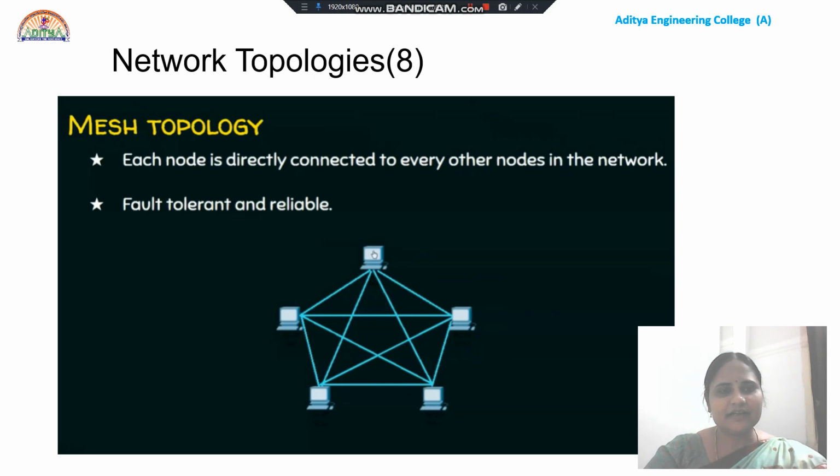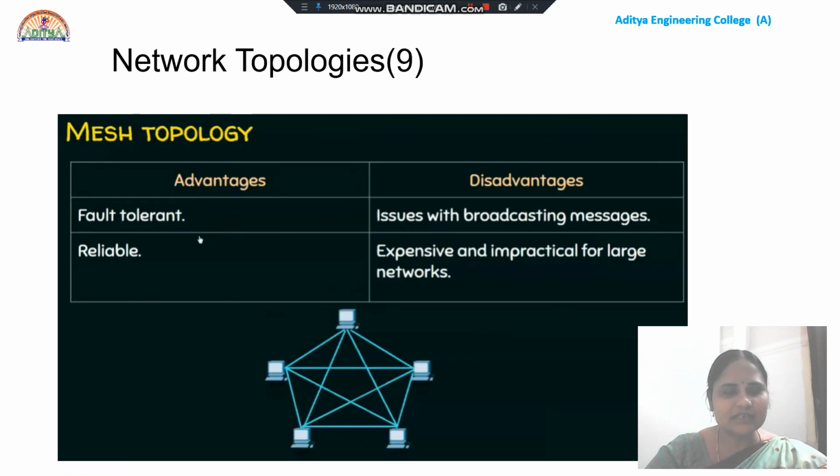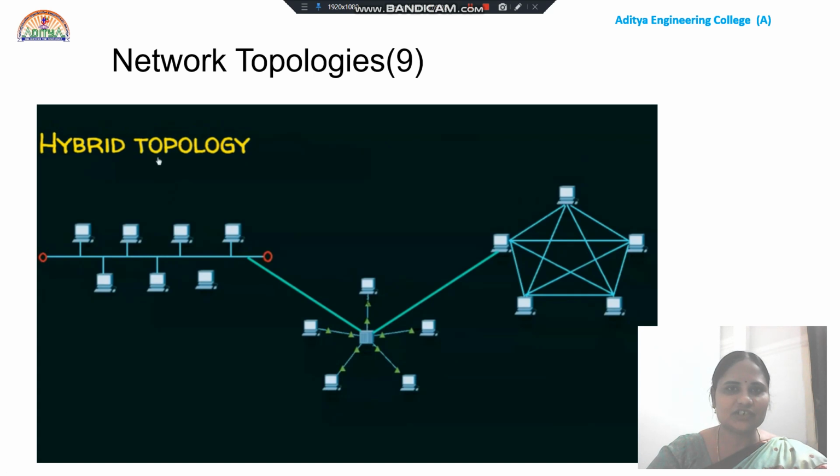The next one is mesh topology. Each node is directly connected to each other node. Every node is connected with every other node. That is what a mesh topology is. It is fault tolerant and also reliable. But still there are some issues with broadcasting messages. It is too expensive, and also it is not practically possible in the case of larger networks.